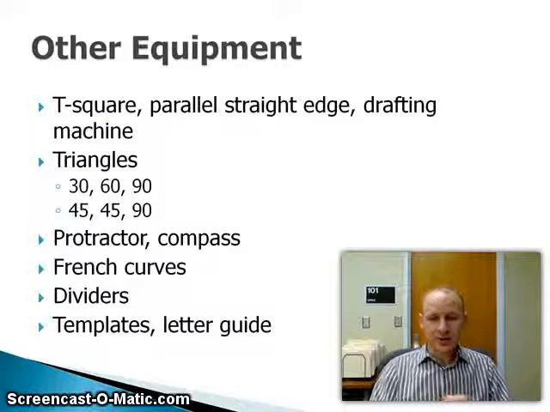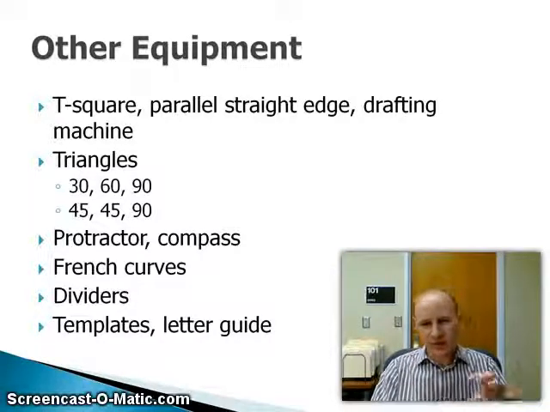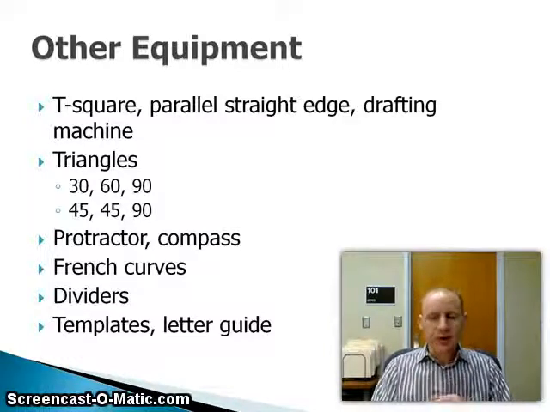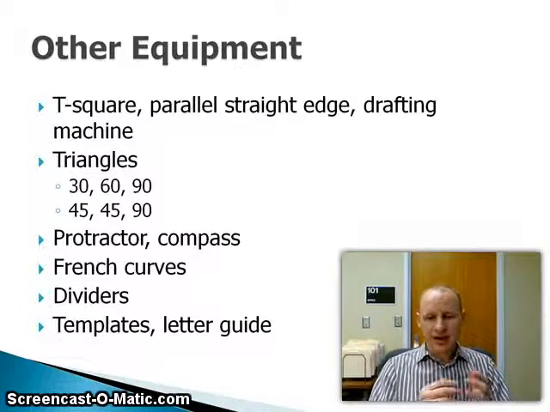We can also use things such as a French curve, which just has a variety of curves built into it, so it's kind of like a template, if you will, that you can use to draw different curves. We can also use a divider, which looks very similar to a compass, except it has just points at both ends. On the compass, one end has a point, one end has the lead to draw the circle. The divider just has two points, and it allows us to transfer angles, transfer line lengths, and do those types of things. And then we also have a variety of templates that we can use.